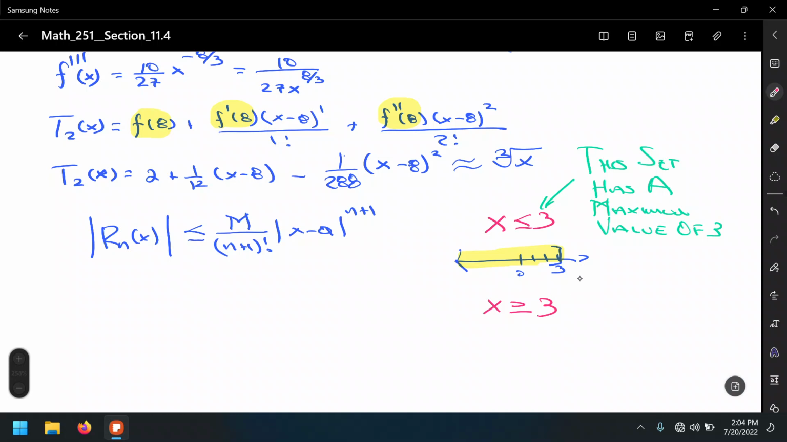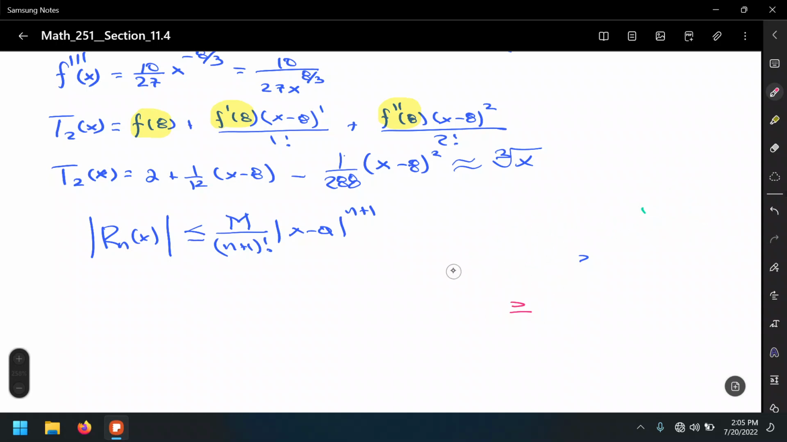But in words, how would you describe this inequality here? It has a minimum value of 3. It has a minimum value of 3, right? So that's something that we need to understand when it comes to inequalities, so we can get the picture of what we're going to do.